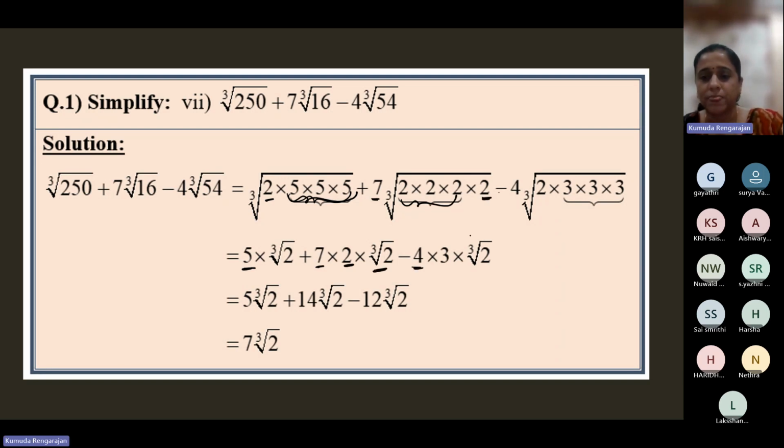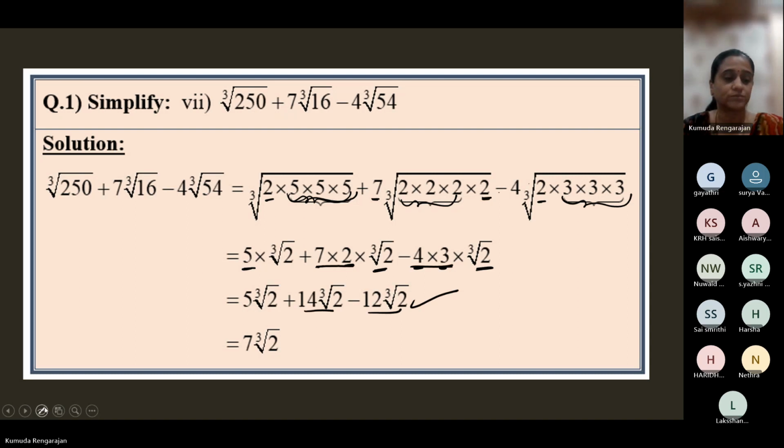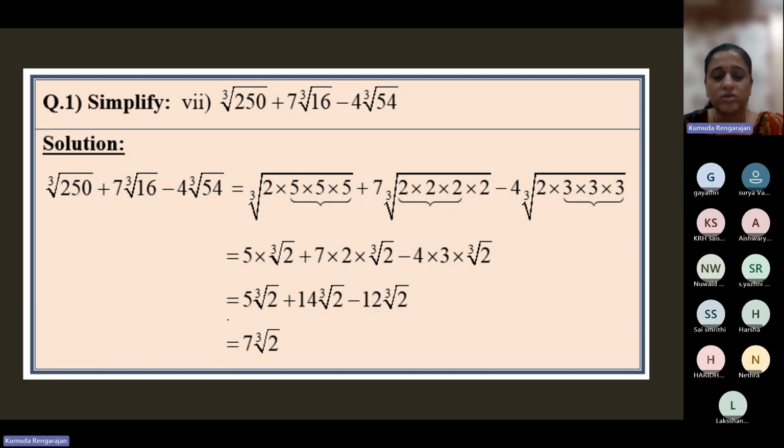Minus 4, which is already out here. From 3 3s, 1 3 out, and this 2 remains under the cube root of 2. So now this is 14 and this is 12: 14 cube root of 2, 12 cube root of 2. On simplifying, I said treat it as 5x plus 14x minus 12x. So you get 7x, which is 7 cube root of 2.